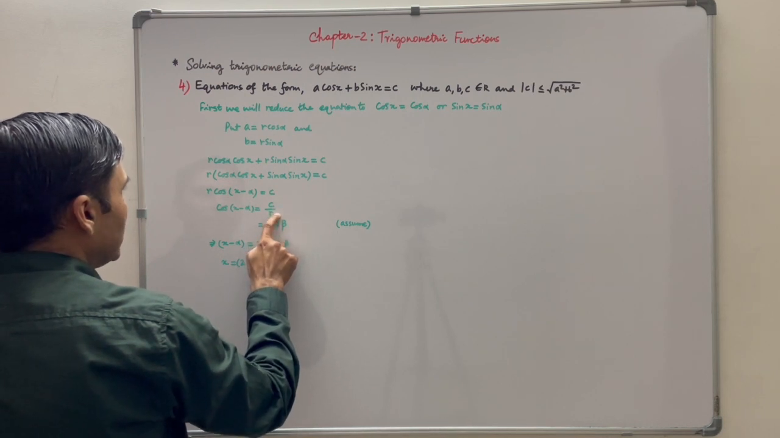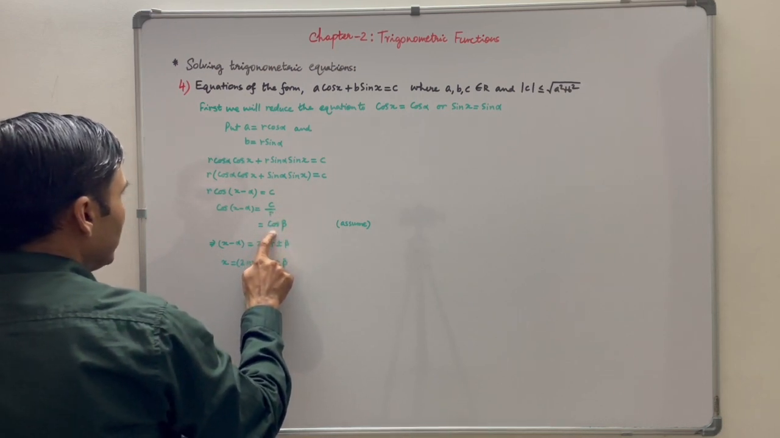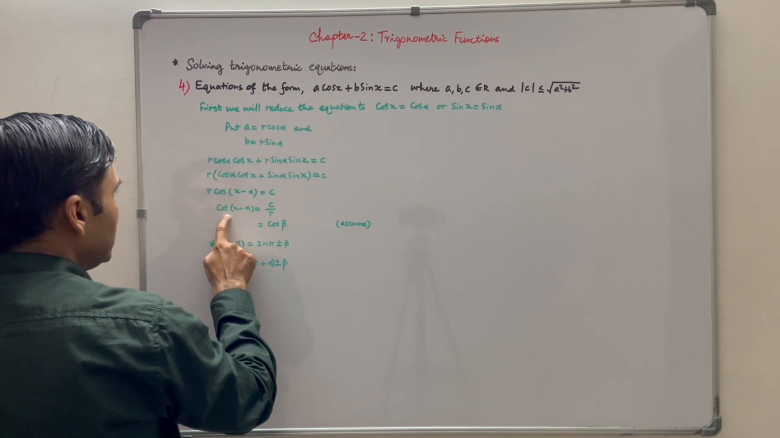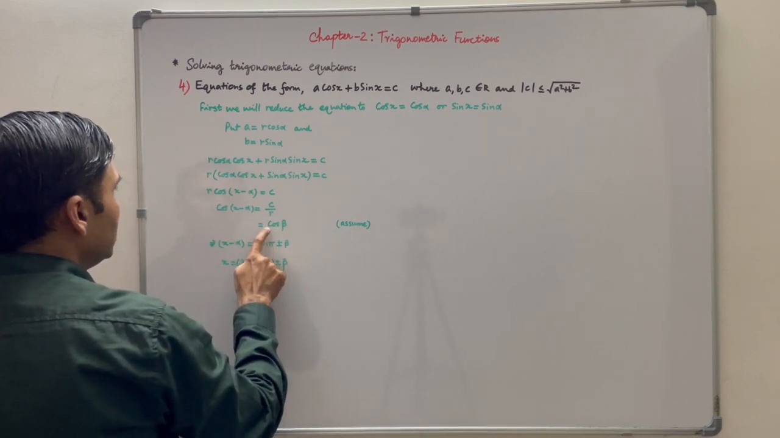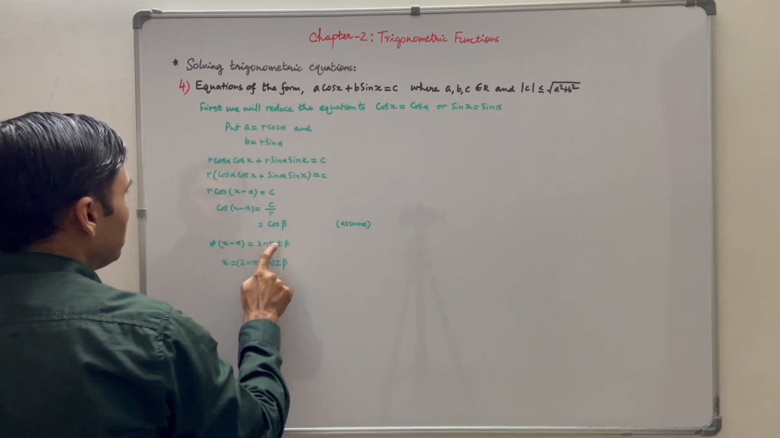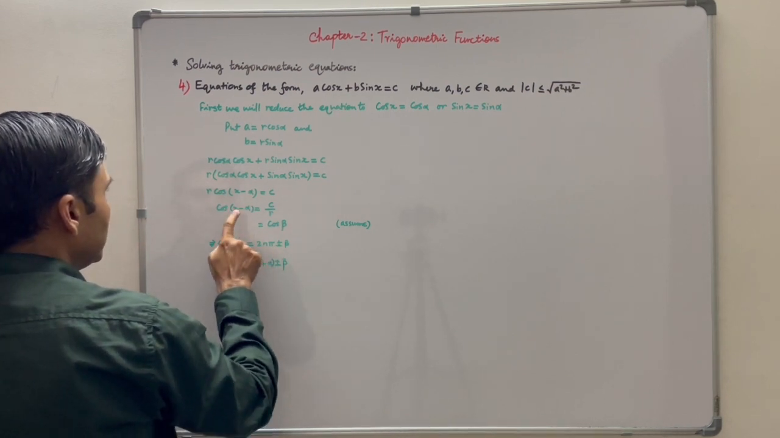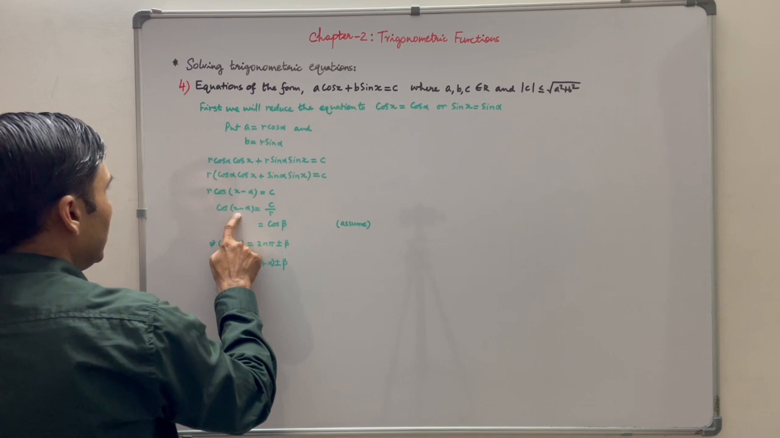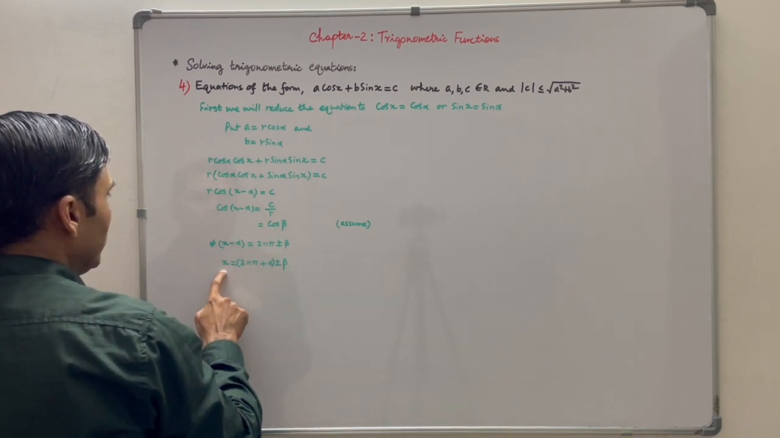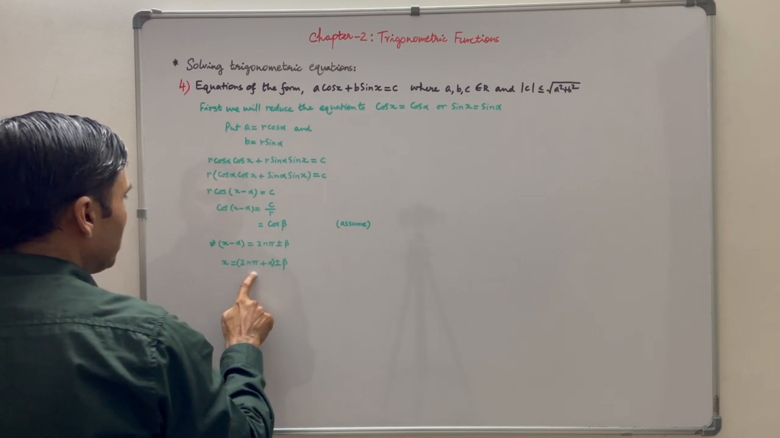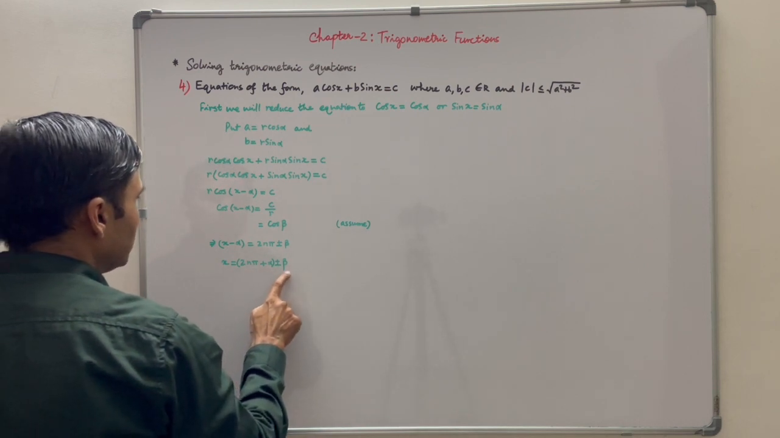Let's say c by r is equal to cos theta. Now it is in the form cos theta is equal to cos alpha. So the general solution is theta is equal to 2n pi plus minus alpha. Here theta is x minus alpha and alpha is equal to beta. So general solution will be x is equal to 2n pi plus alpha plus minus beta.